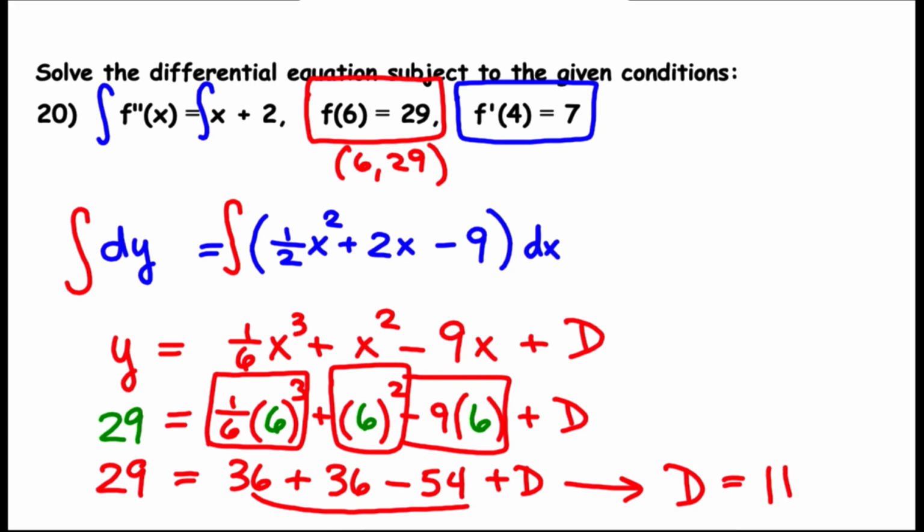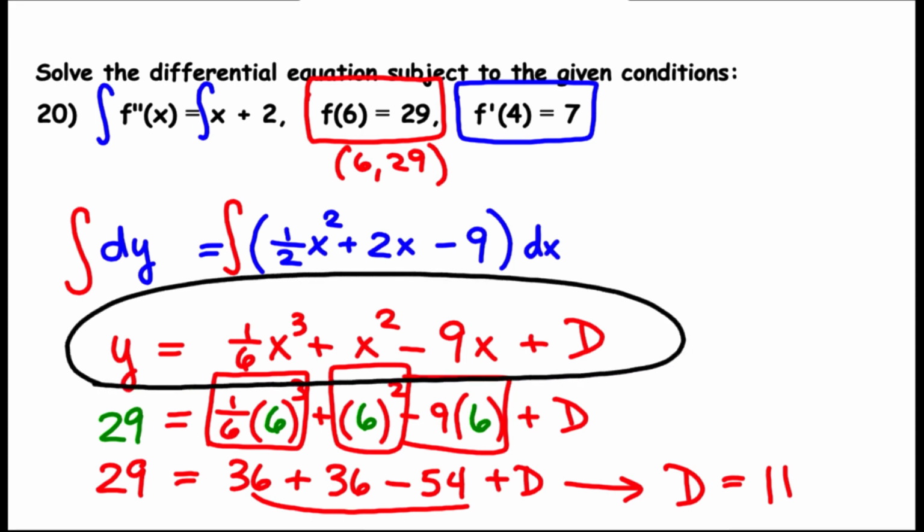And so our final answer is sitting right here. I will circle it in black. I'll even put a check mark on it. I just have to get rid of that plus d and replace it with an 11. And that's it. A two-step Diffie-Q.